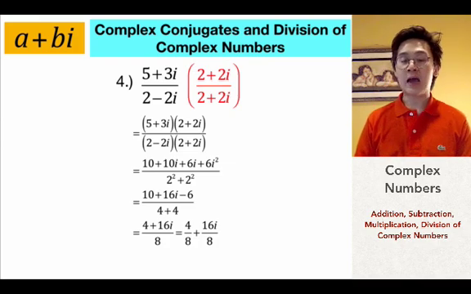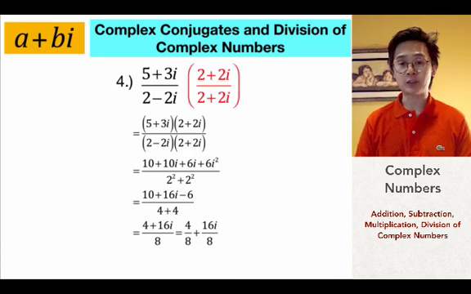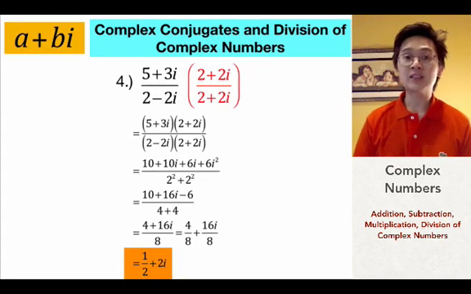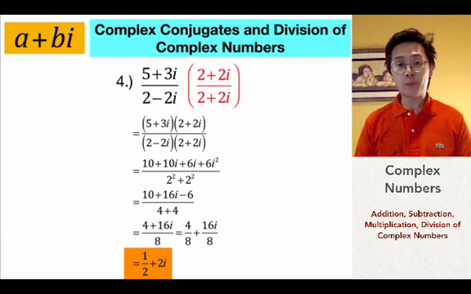Now, notice that our answer can still be simplified by simplifying our fractions. So 4 over 8 can be simplified into 1/2, and 16 all over 8 can be simplified into 2, leaving us with 1/2 plus 2i. And this is our lesson on operations involving complex numbers from addition up until division of complex numbers.